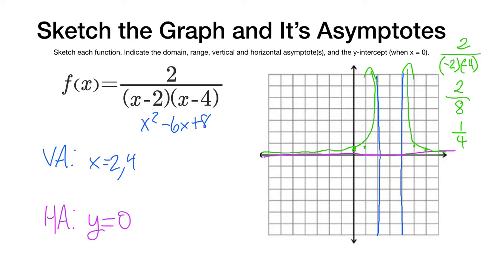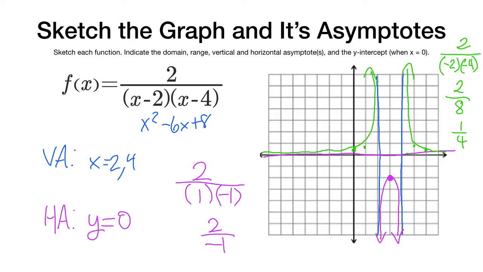There we go. Now you'll notice though we're missing a section, and that's the section right here. So for us to figure out what goes in the middle, I'm going to take the midpoint of this section, which is at x = 3. So I'm going to plug in 3 to the original equation. 2 over 3 minus 2 is 1, and 3 minus 4 is -1, meaning 2 over -1, or -2.